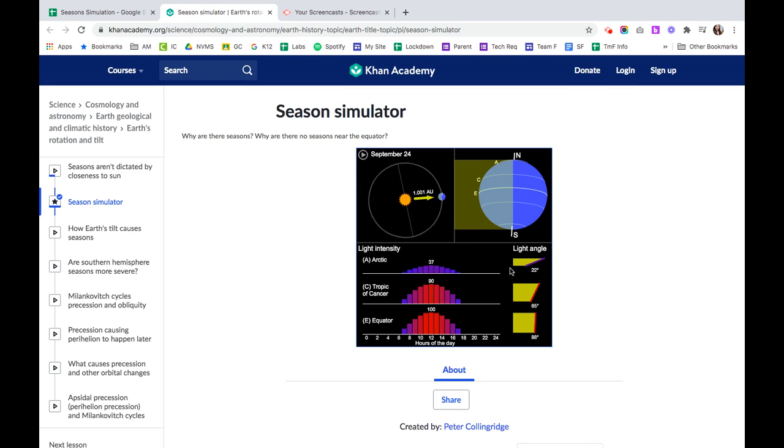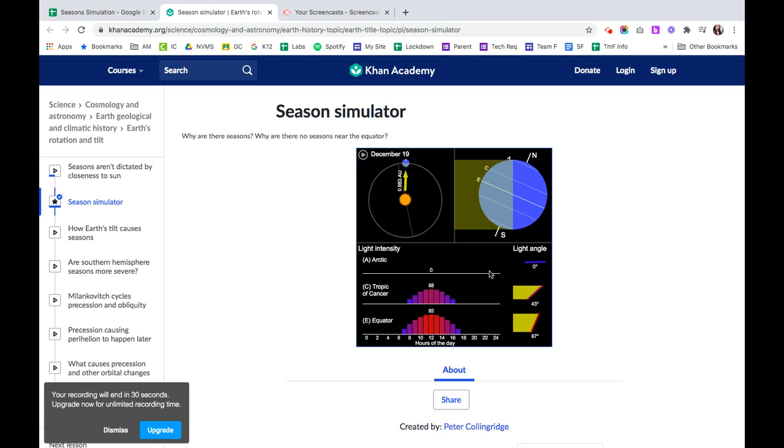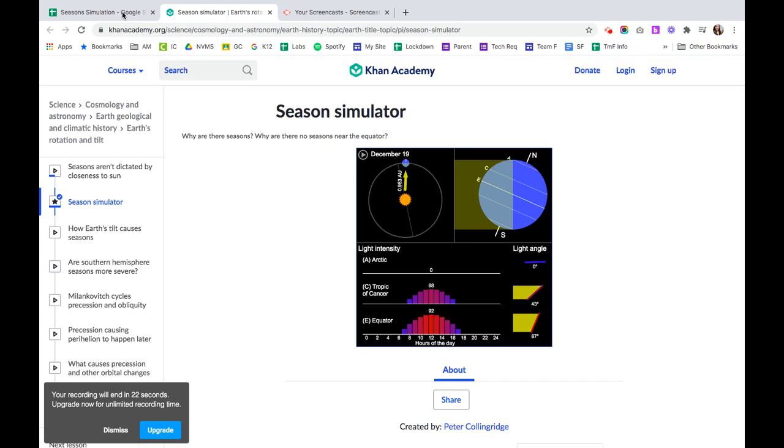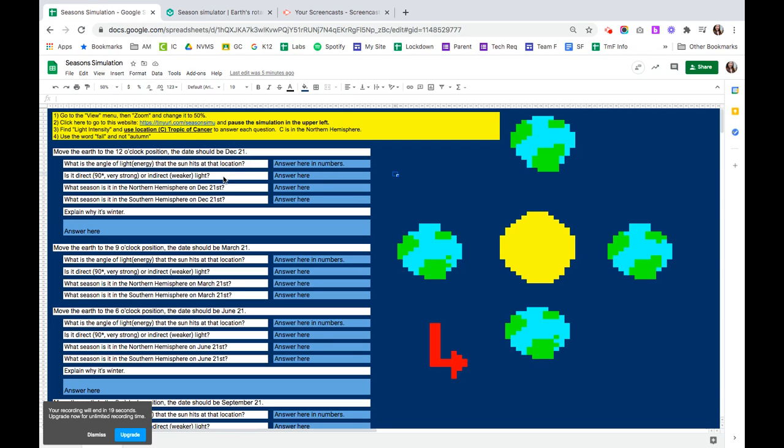This is why we did the lab, to help you understand what light angles have to do with light intensity. You're going to be moving your Earth to various locations around the sun, and you're going to be looking at the angle of light for the Tropic of Cancer and the light intensity for the Tropic of Cancer, and you're going to need to figure out what season it is. All of those questions you're going to be answering here.